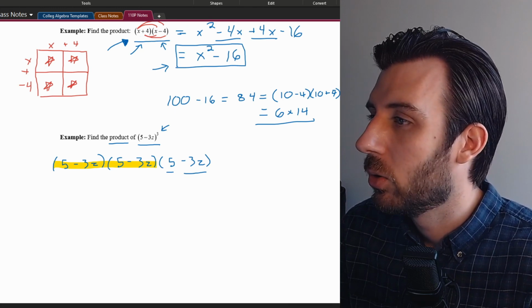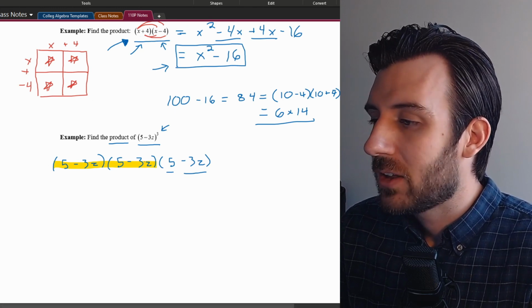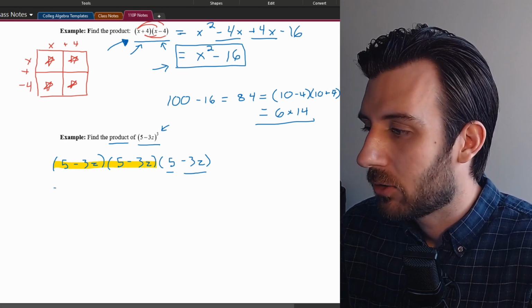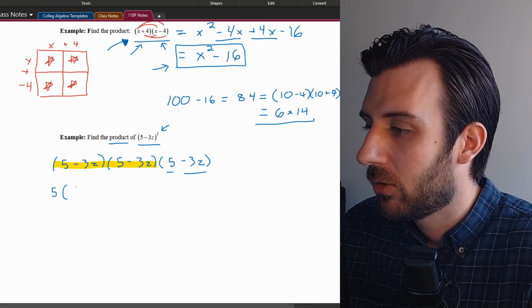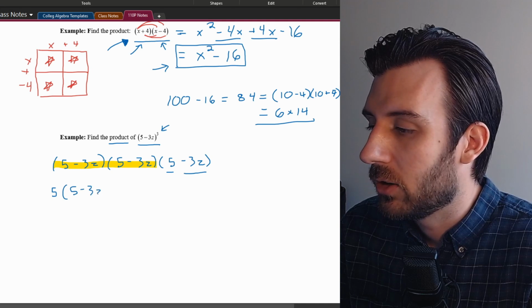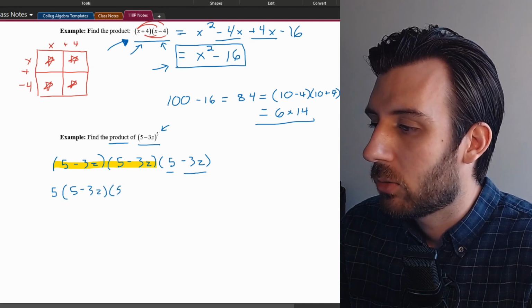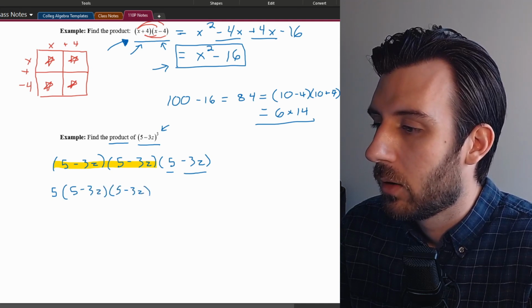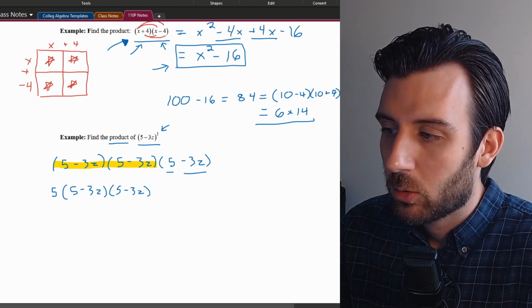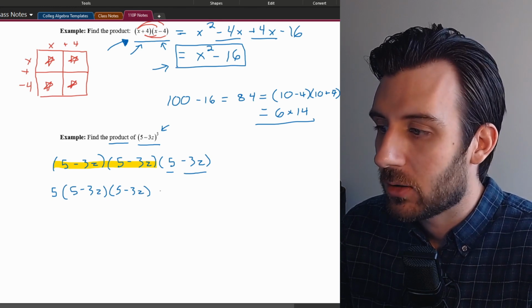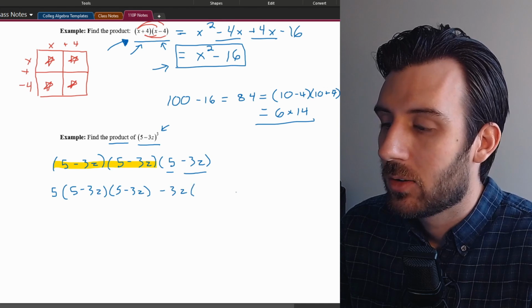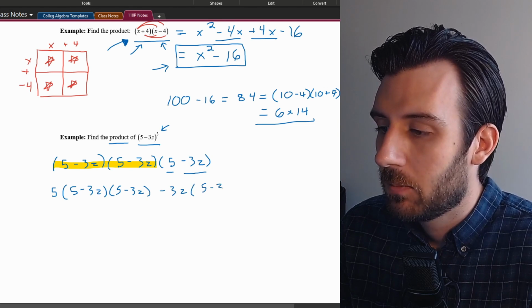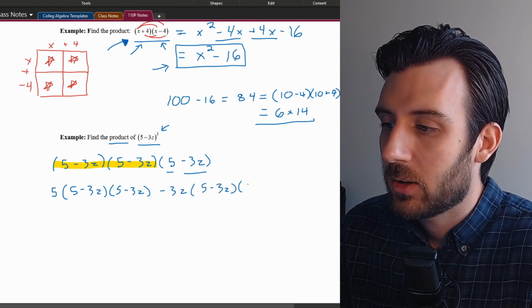Let's see how that would happen. Okay, so we're going to do this whole yellow highlighting times 5 first. That gets me 5 times 5 minus 3z times 5 minus 3z. Okay, now I'm going to do this entire yellow highlighting times the negative 3z. That'd be negative 3z times the yellow highlighting, 5 minus 3z, and 5 minus 3z.